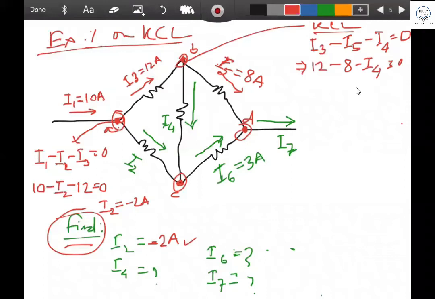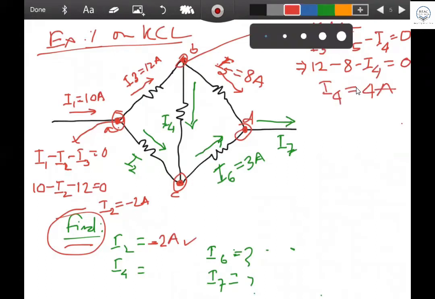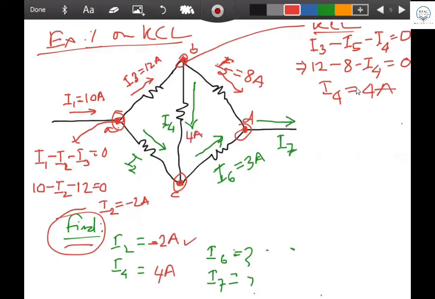Okay, now what is the value of I4? Now you tell me I4 equal to what? 4 amperes. Somebody is just memorizing the thing and told me 4 ampere directly. What I'm asking you, don't care about it, just give me the answer. So I4 equal to 4 ampere. So your answer here is 4 ampere. This is 4 ampere, and this is minus 2.